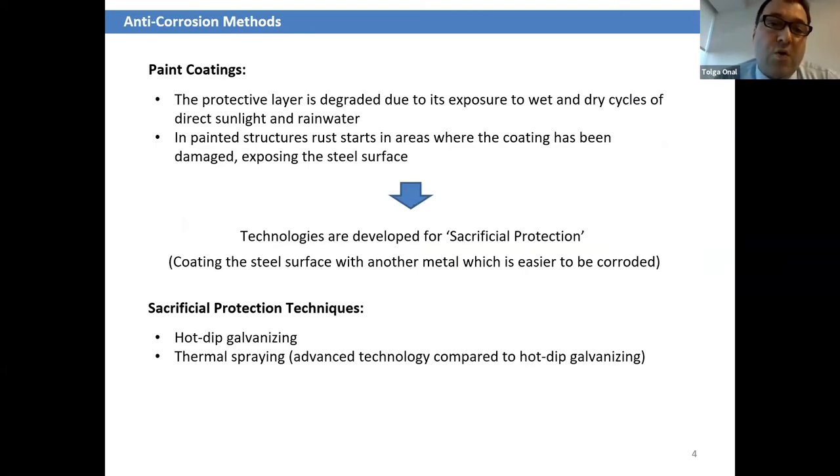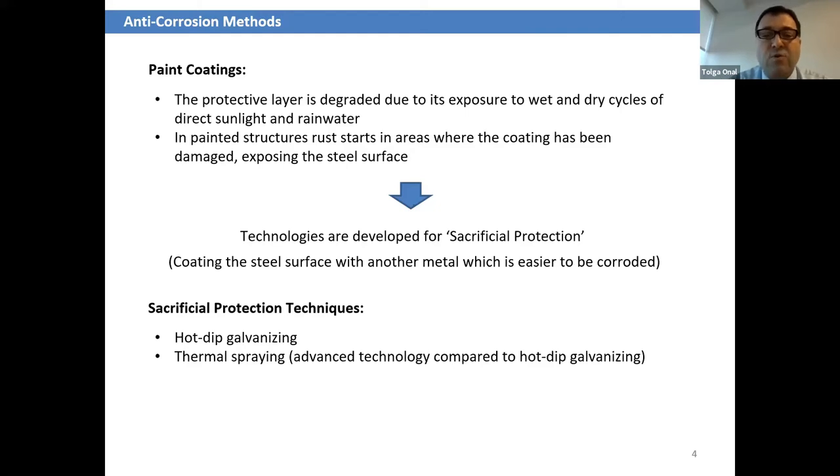In order to avoid the corrosion of steel surfaces, paint coatings and similar heavy duty coatings are commonly used. But in the case of paint coatings, the protective layer is degraded due to its exposure to wet and dry cycles of direct sunlight and rainwater. And in painted structures, rust starts in areas where the coating has been damaged, exposing the steel surface.